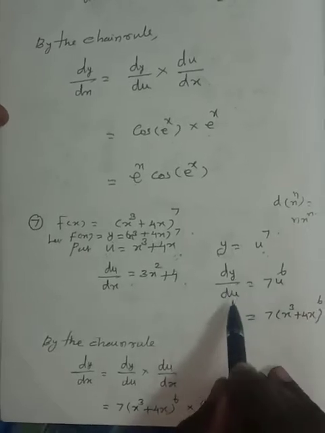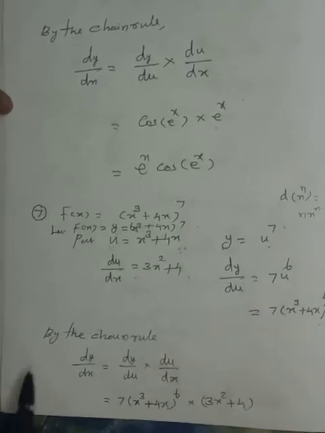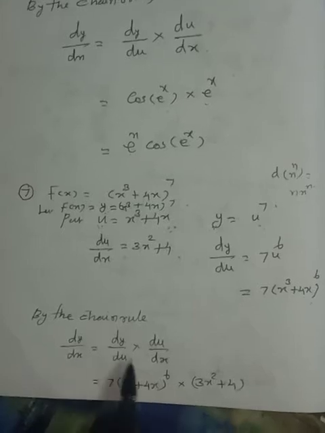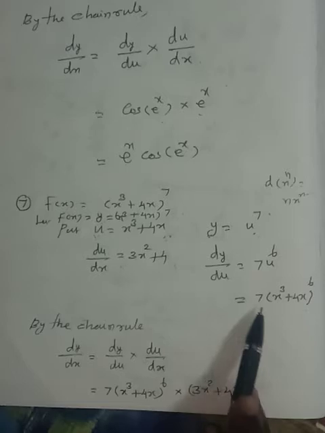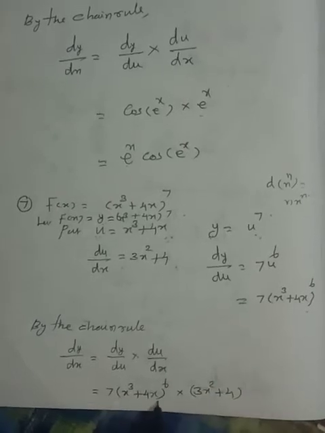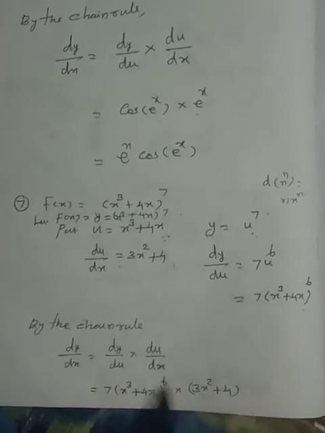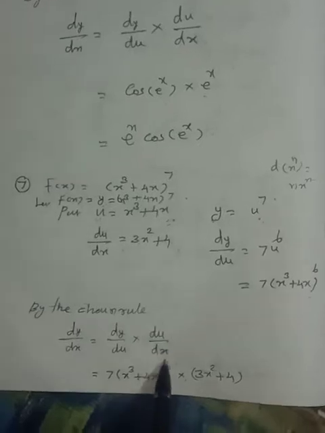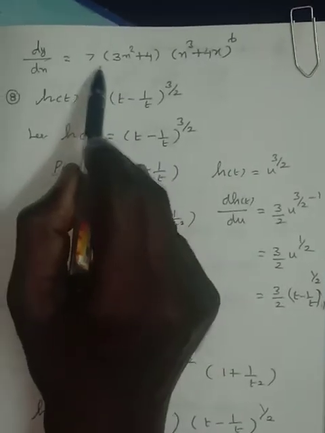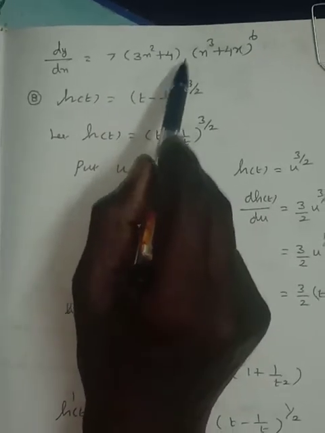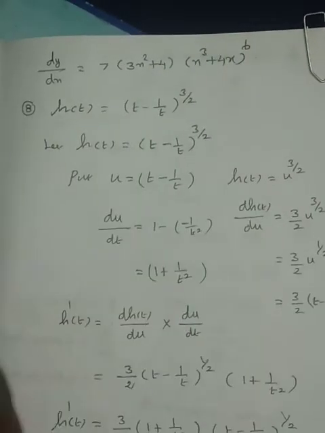dy by du is that. By the chain rule, dy by dx is equal to dy by du into du by dx. dy by du is 7 into x power 3 plus 4x whole to the power of 6 into du by dx is 3x square plus 4. So 7 into 3x square plus 4 into x power 3 plus 4x whole to the power of 6.